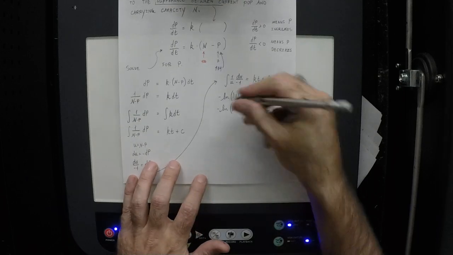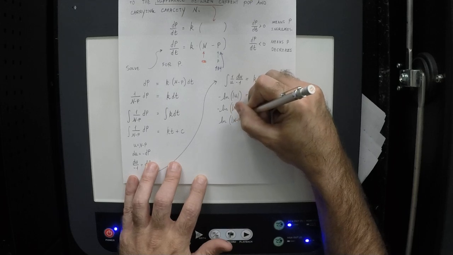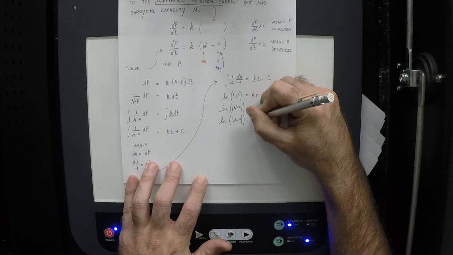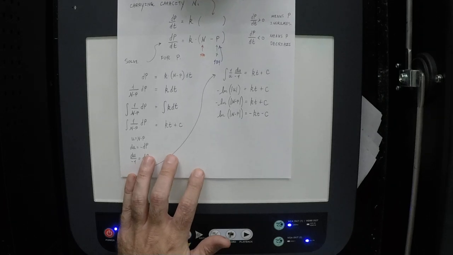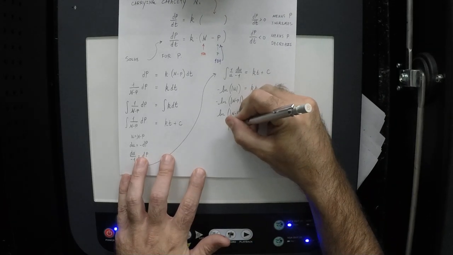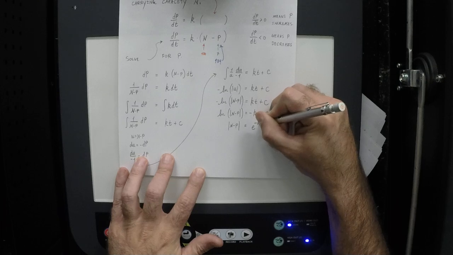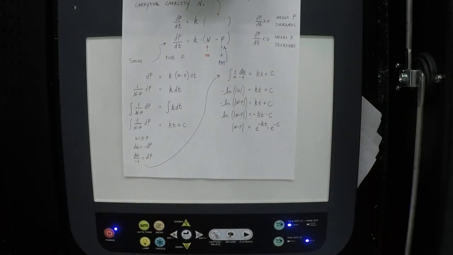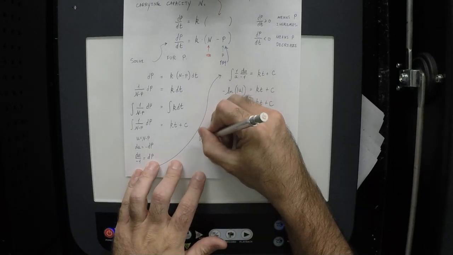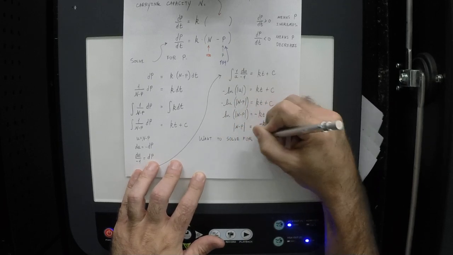Okay. So now, log of n minus p, absolute value, is negative kt minus c. And now we can get to n minus p absolute value is exponential negative kt times exponential of negative c. Okay, now suppose from here we want to solve for p. Because remember, that was our task.